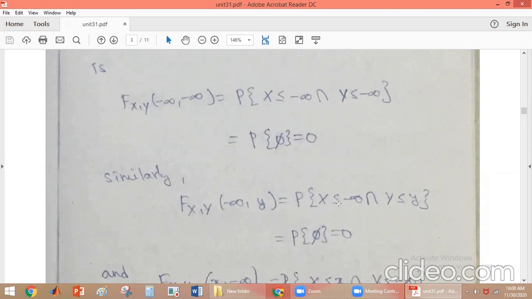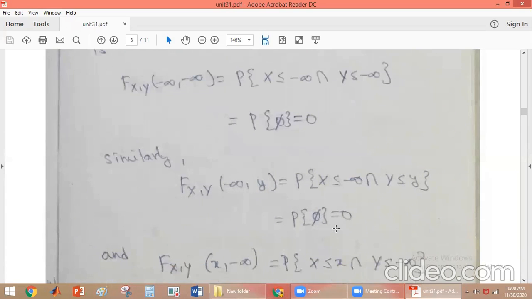x less than or equal to minus infinity is the null set. Intersection with y less than or equal to y. So you know that any set intersection with the null set will give us what? The null set only. So what will the probability of the null set be? The probability of the null set will be 0.